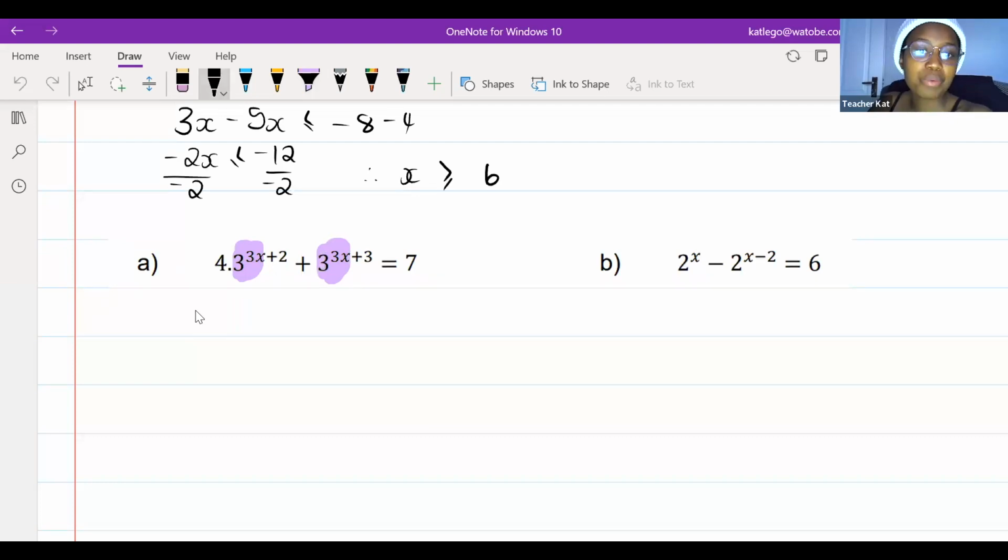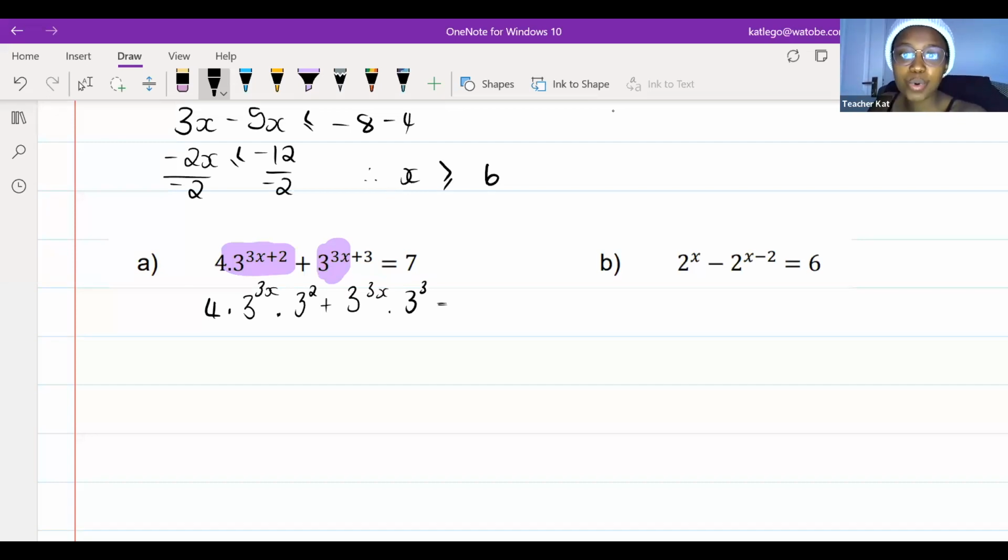So what we can do is split this up. Remember, laws of exponents says when you multiply, you add the exponents. So you would have 4 times, splitting this 3 to the power of 3x plus 2 into 2 bases: 3 to the power of 3x times 3 squared, and then plus, splitting the second one as well, doing the same thing, 3 to the power of 3x times 3 cubed, equals 7. I know I might have lost some of you guys. That is law number 1 of exponents.